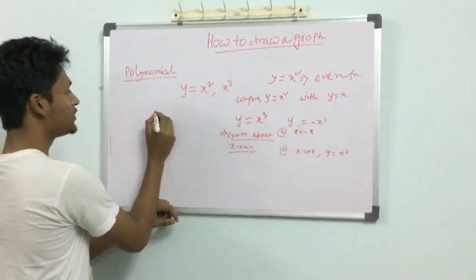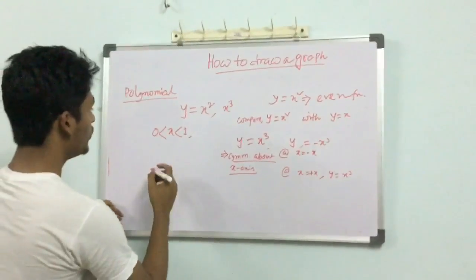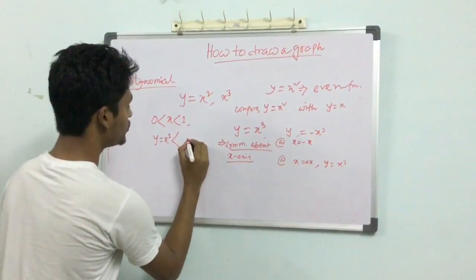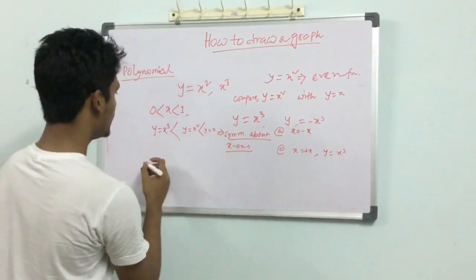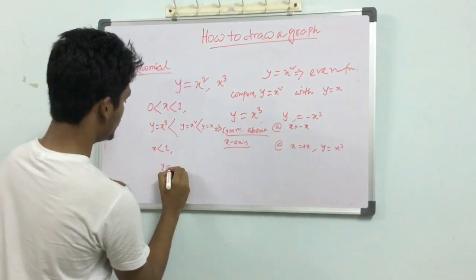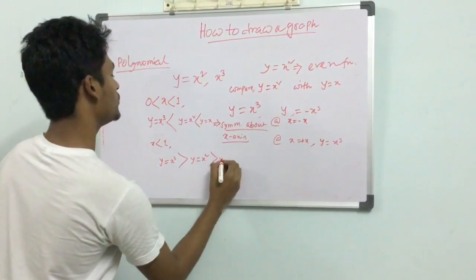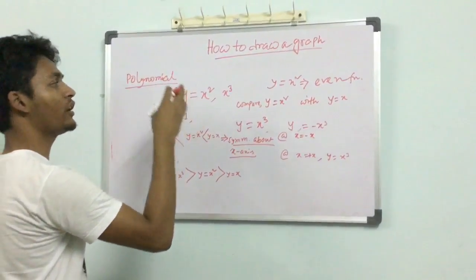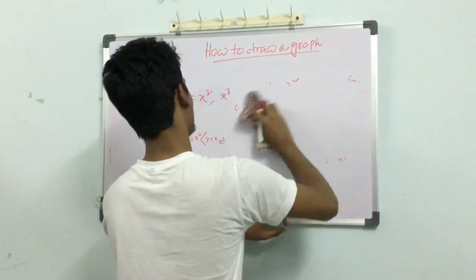Again, in this region 0 to 1, this plot will be less than y equal to x square as well as y equal to x, and in this region x greater than 1, y equal to x cube will be greater than x square and greater than y equal to x. So if I draw y equal to x, x square and x cube in one plot, what will happen?